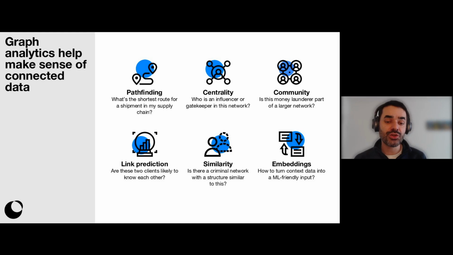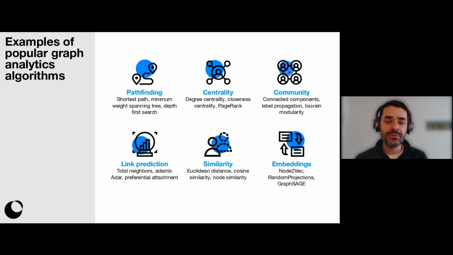There are also link prediction algorithms to answer questions such as, are these two clients likely to know each other? There are also similarity algorithms. Is there a criminal network with a structure similar to this one? That's the sort of question that can be answered with these algorithms. And finally, there are also graph embeddings, which are really a way to turn contextual data, graph data, into a machine learning friendly input. So these are various types of graph analytics algorithms.